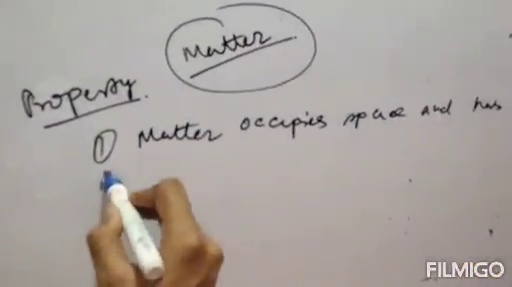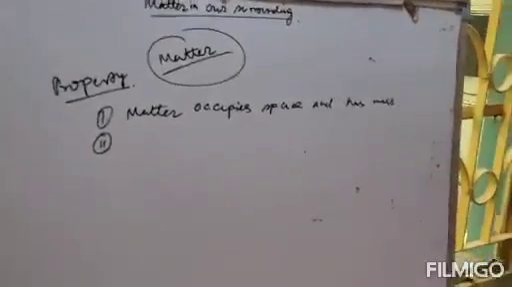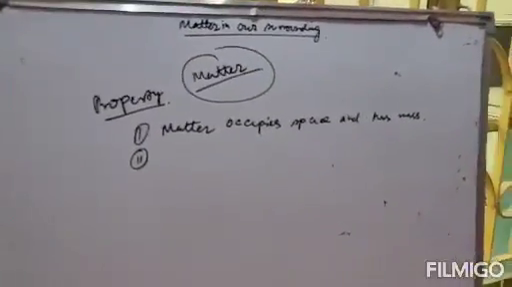Number two property, matter composed of very tiny particles. Matter is composed of very tiny particles.